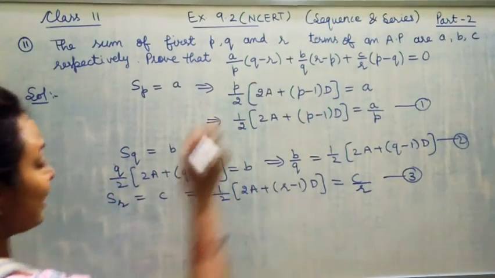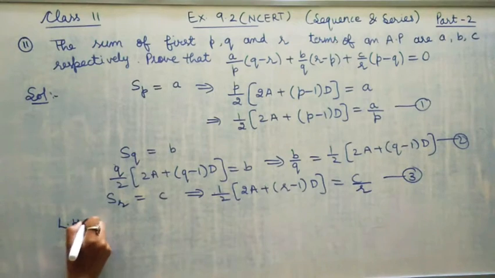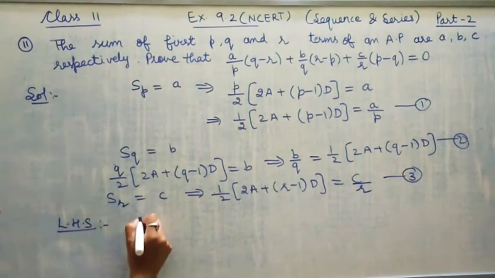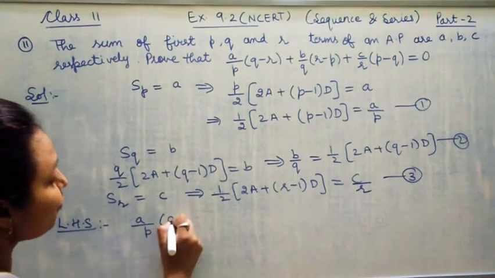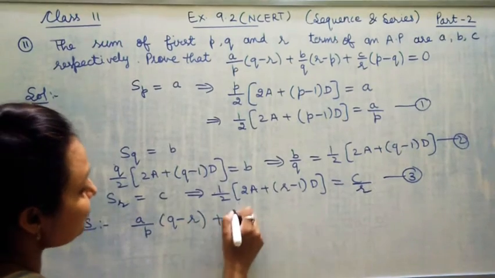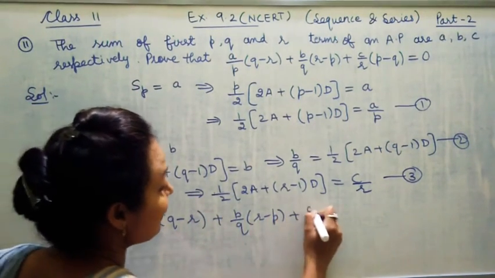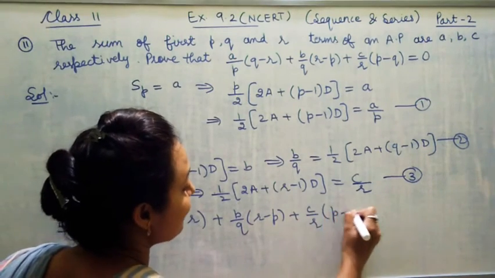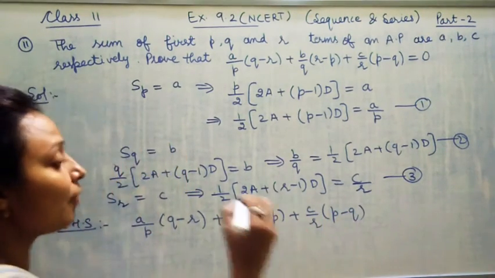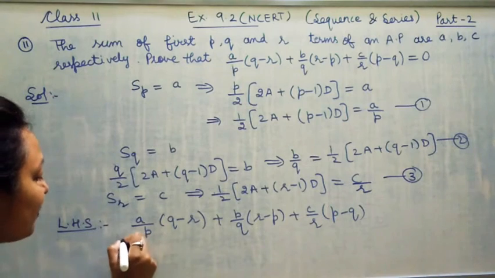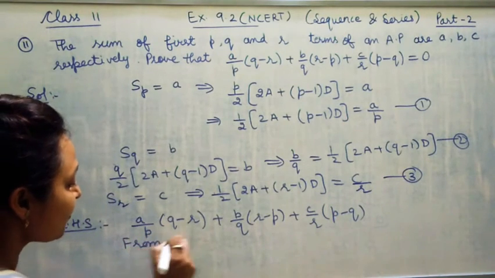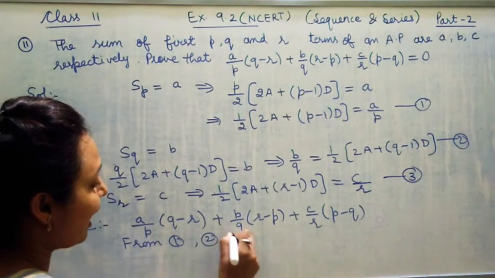Now I will take the left hand side to make it equal to 0. That is a by p, (q minus r), plus b by q, (r minus p), plus c by r, (p minus q). Now from 1, 2 and 3, I will put the values.